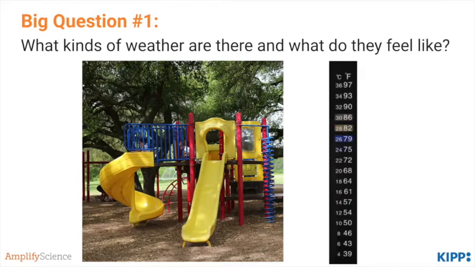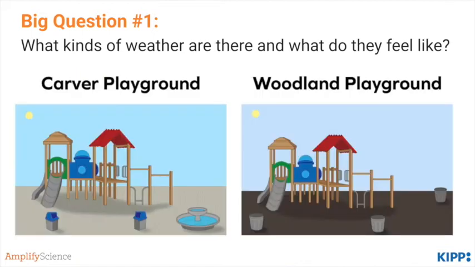In the following lesson, students go outside and measure the temperature at their school playground. If there's no playground right at the school, any spot outside will work just fine. The goal is to get students accustomed to using the thermometer and start to think about where interesting temperature differences might be outside. Next, we come back to the problem of Carver Playground and woodland playground and ask ourselves, maybe it's just differences in weather.